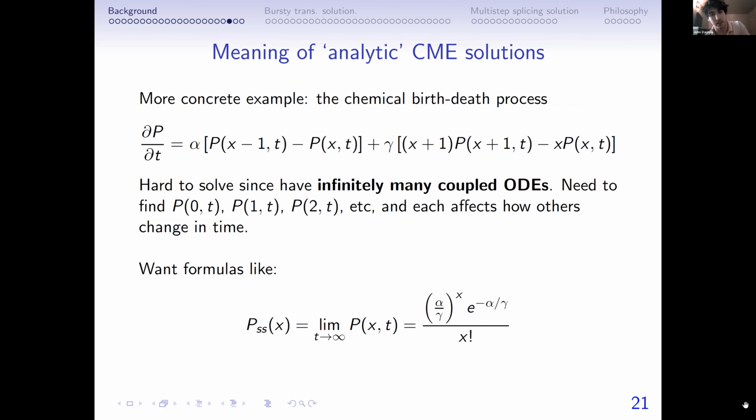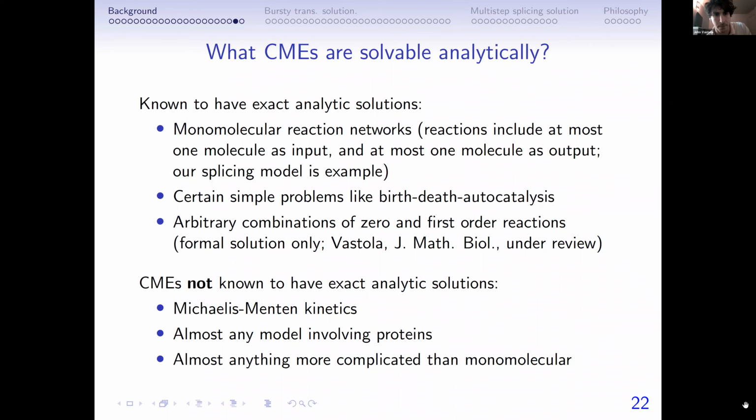It's not always possible. And let me say 2 more slides and then maybe we can stop for questions. You can ask, when is it possible to write down analytic solutions? The short answer is almost never. Probably the biggest class of models where you can write down analytic solutions are so-called monomolecular reaction networks, where basically a reaction list has to consist of some combination of production, degradation, and first-order conversion, a reaction of the form A goes to B. Our splicing model that I'll be talking about is an example of that.